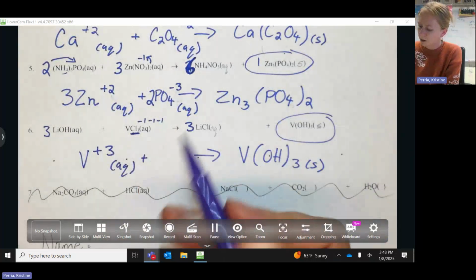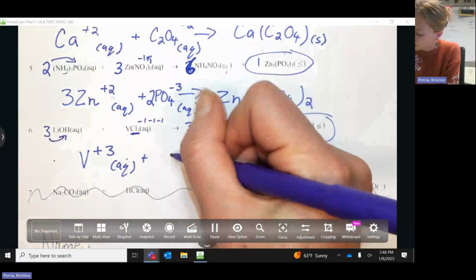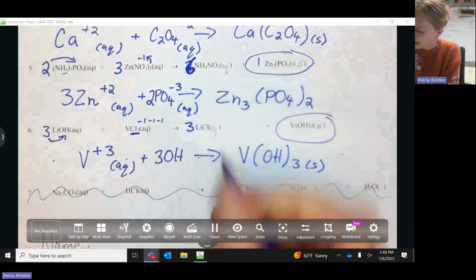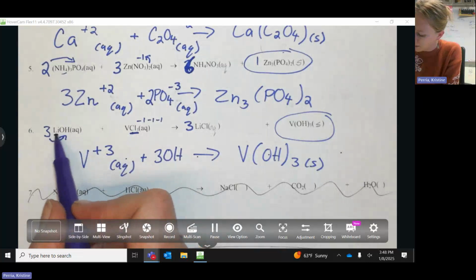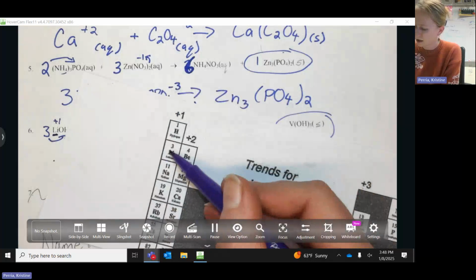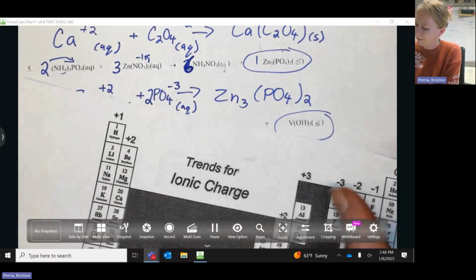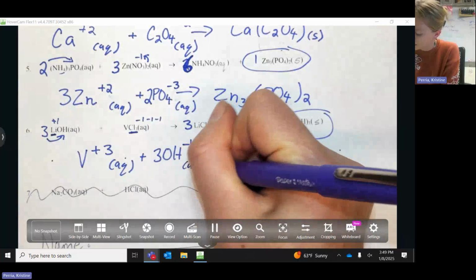Okay, plus OH. Okay, we have to distribute this. So there's 3 OHs, and we know that OH has to be -1 because it's with lithium, right? So lithium is +1. It always is. Because, on this chart, lithium is always +1. And so that means that OH must be -1, and that is, of course, aqueous.